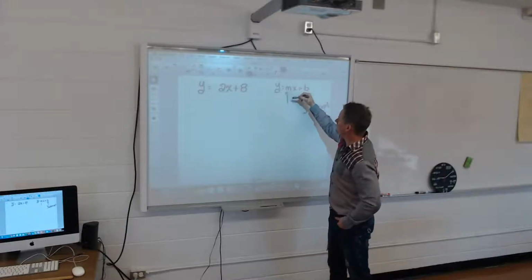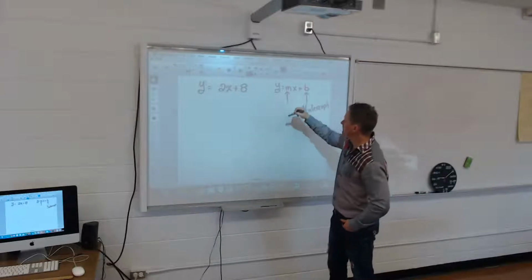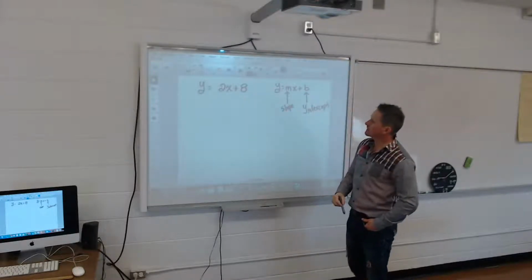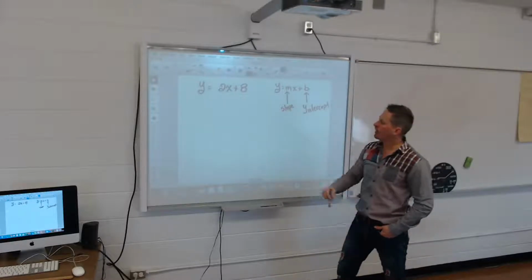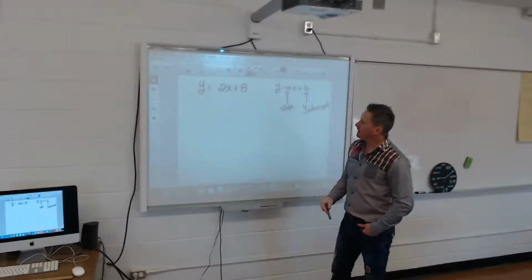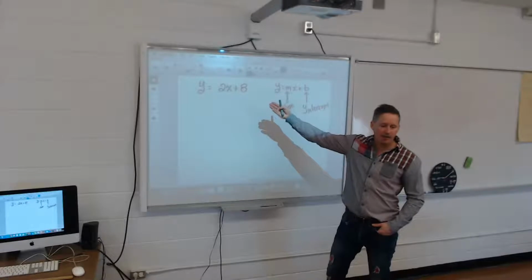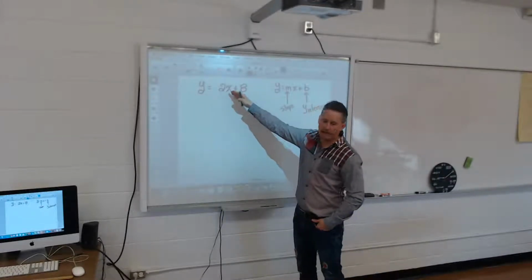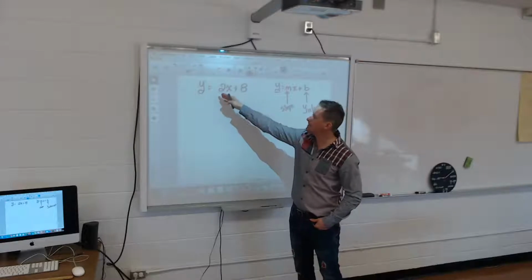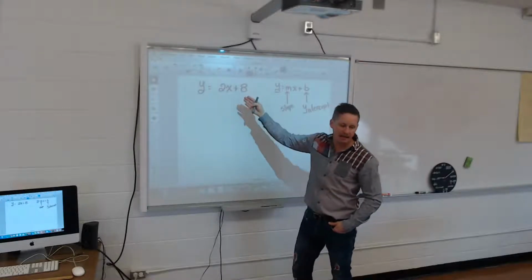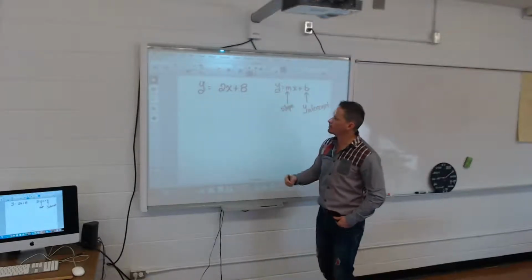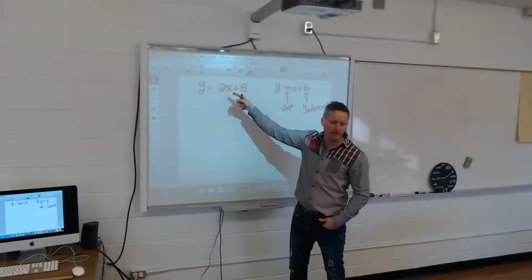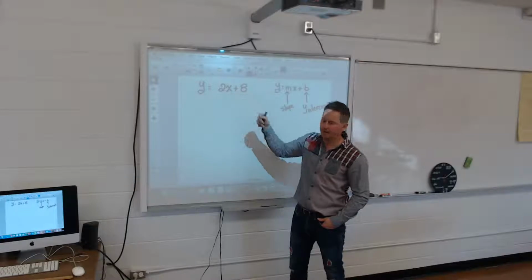The coefficient, or the value in front of the x, is considered my slope. So in this case, 2 is my slope. My y-intercept is 8. So this is now a relation. How I find y is I take an x value, multiply it by 2, and add 8 to it. That's considered a relation. The y value is dependent on whatever the x value is, and the x value is independent.